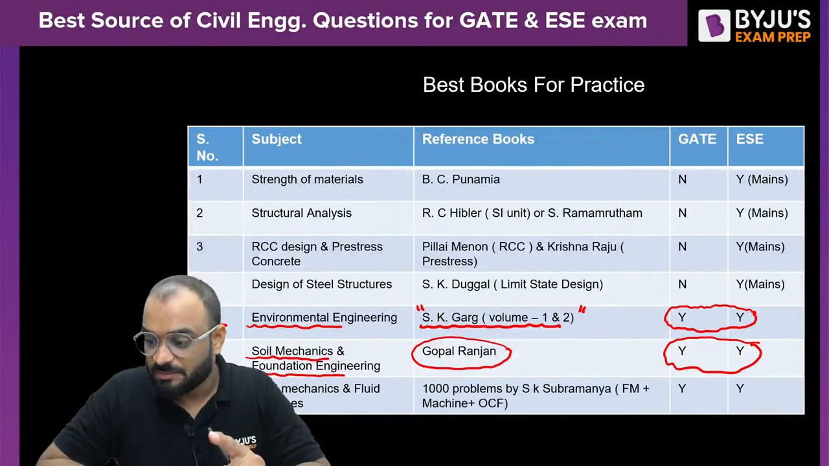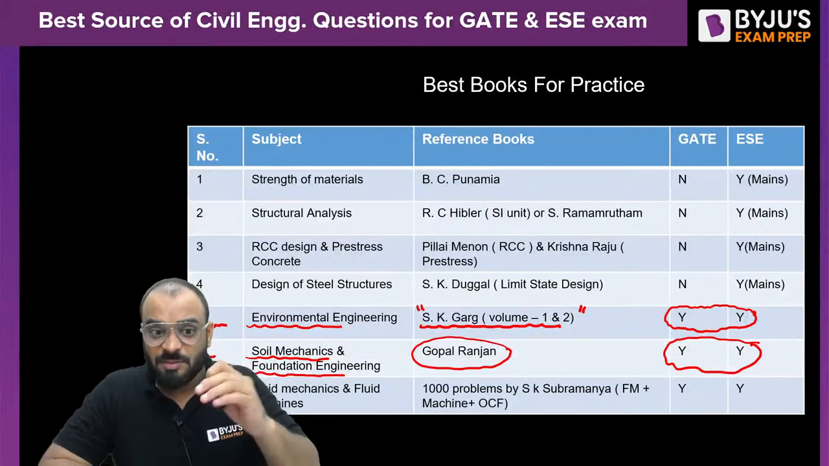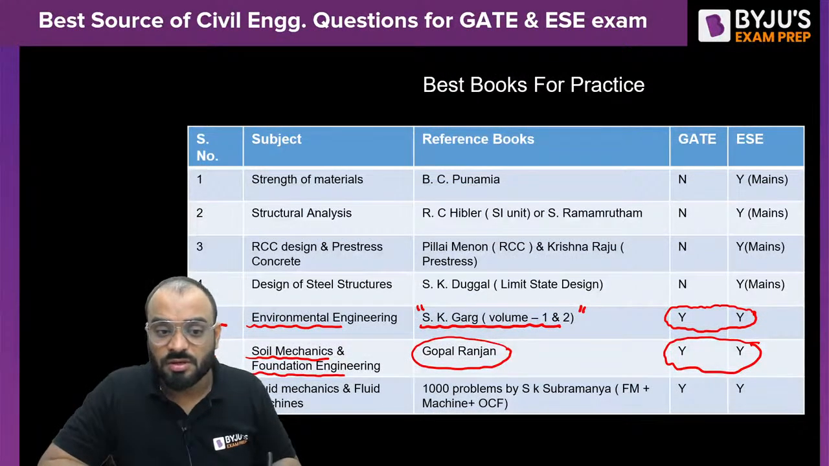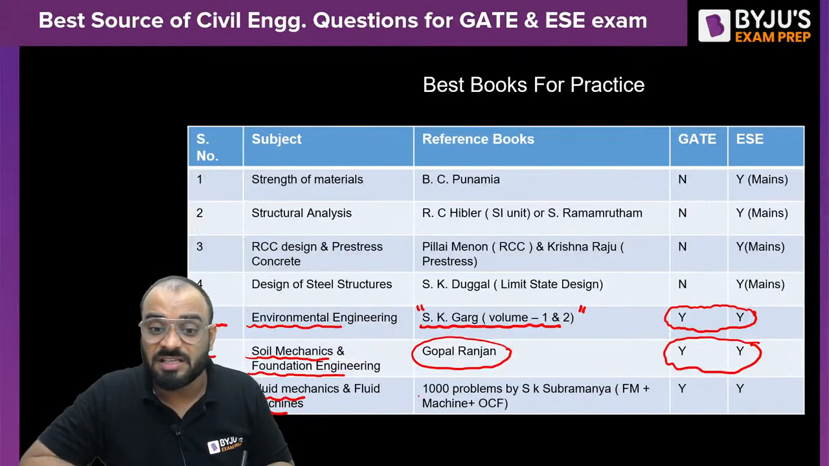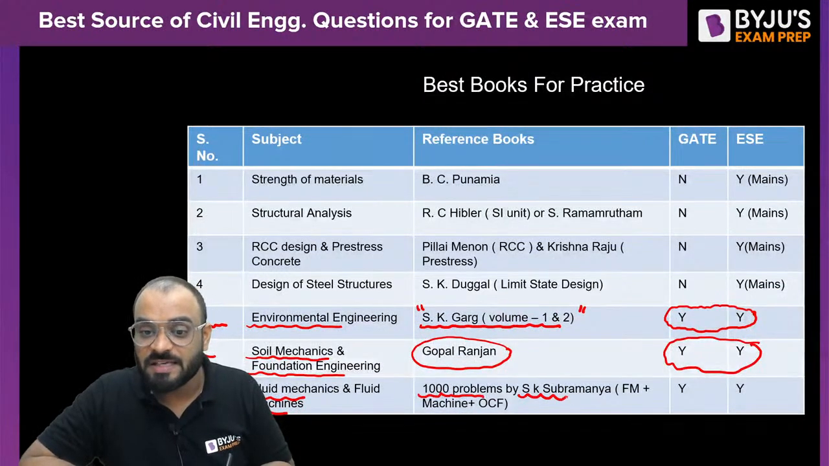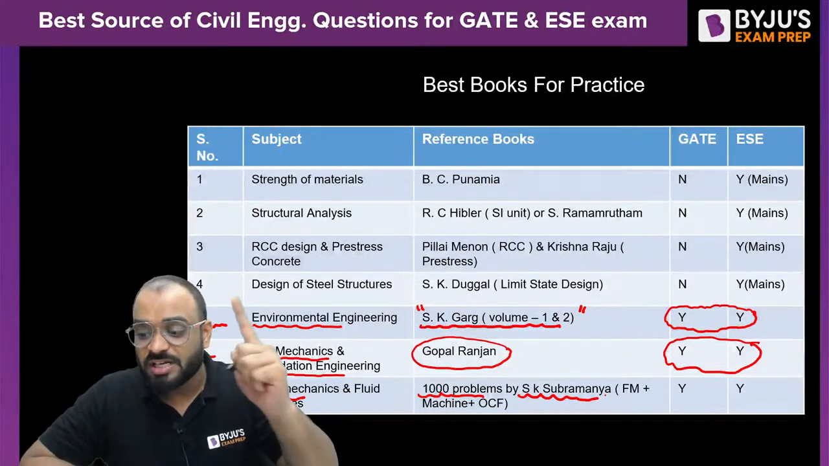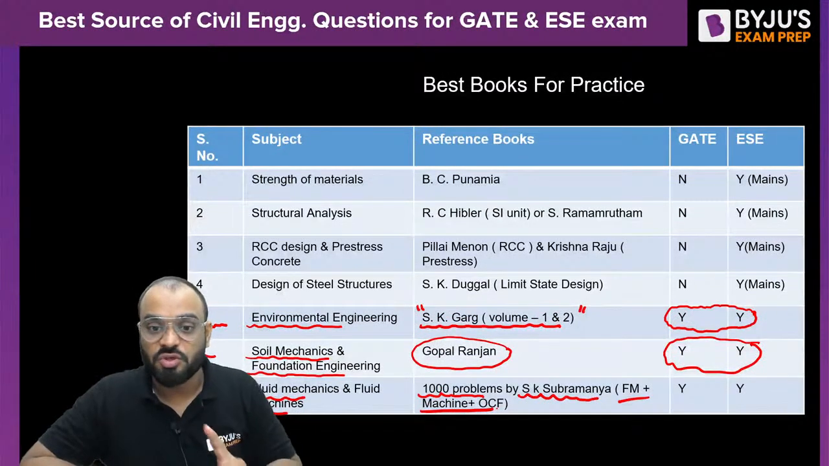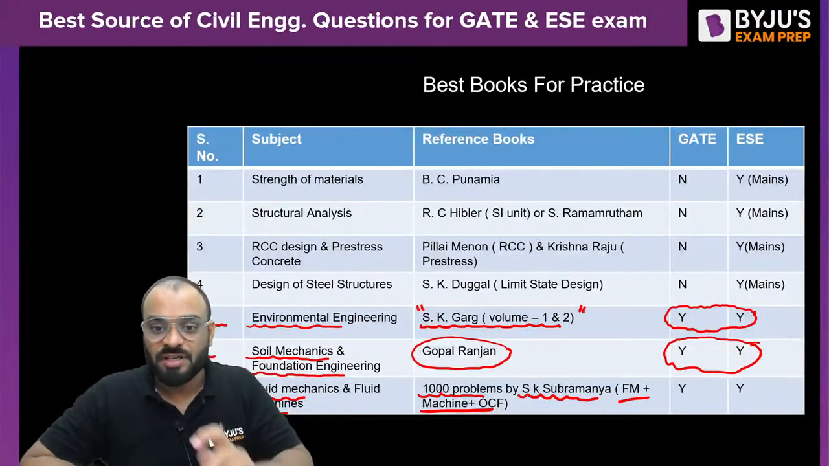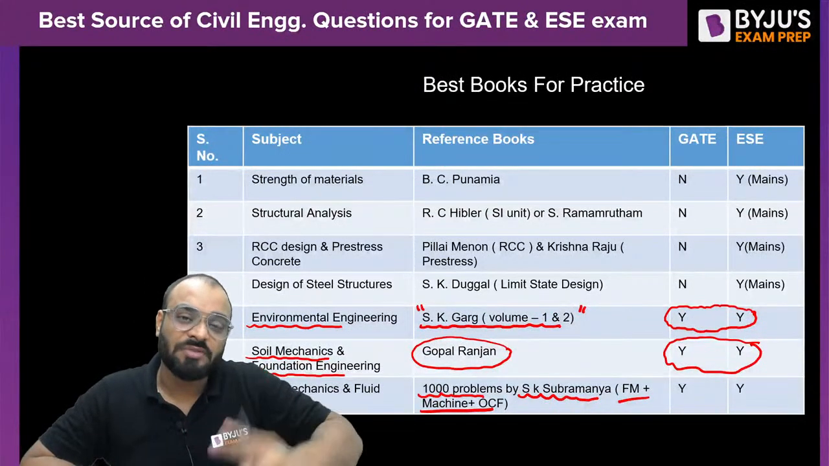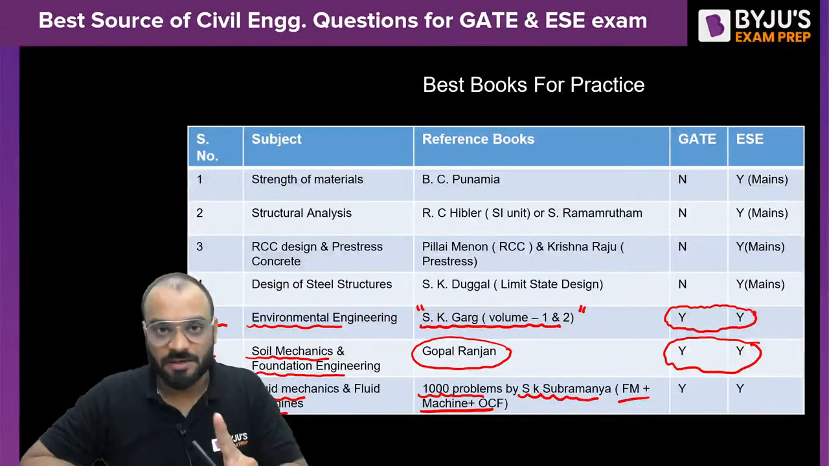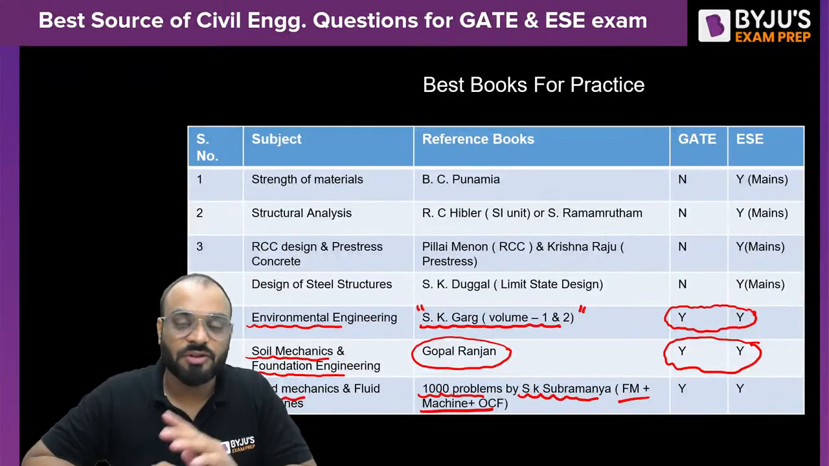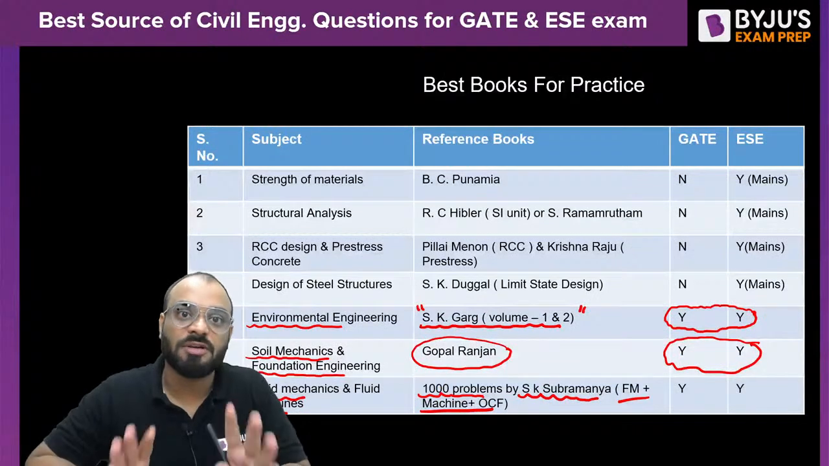So listen guys, if you are trying to practice the FM portion, try to refer to one book, which is basically 1000 Problems by S.K. Subramanian, in which all three parts are there, that is FM, machinery and OCF. You may get all types of questions in this particular book. These books are required for practice, not for the theoretical part. Understood? We are not discussing the theory part. These books are required for practice purposes.